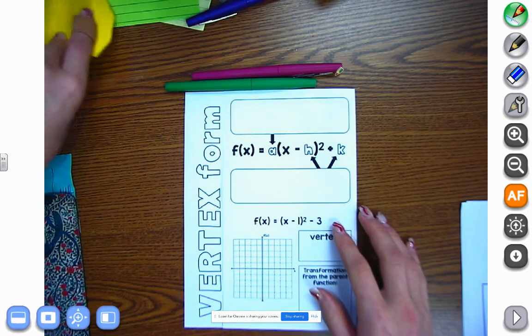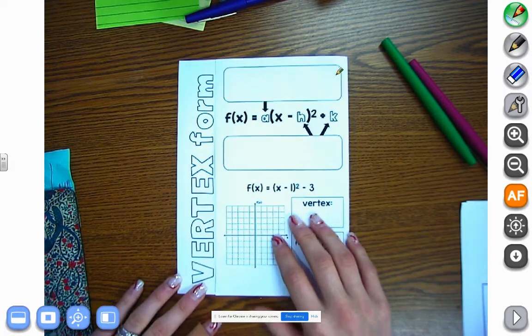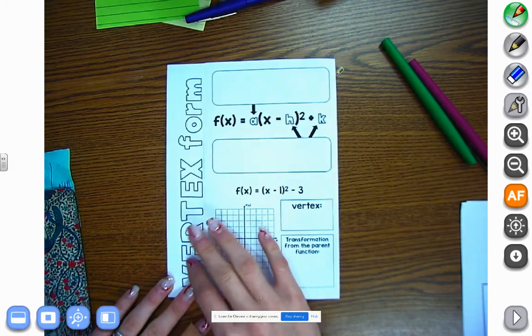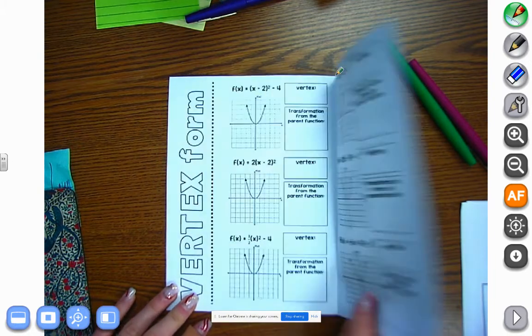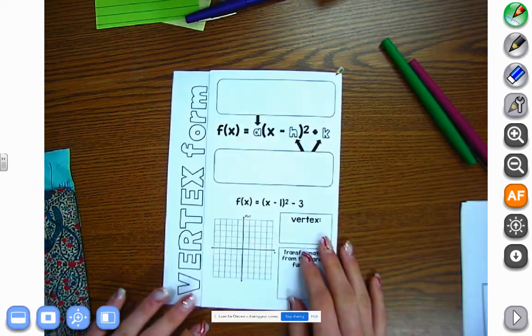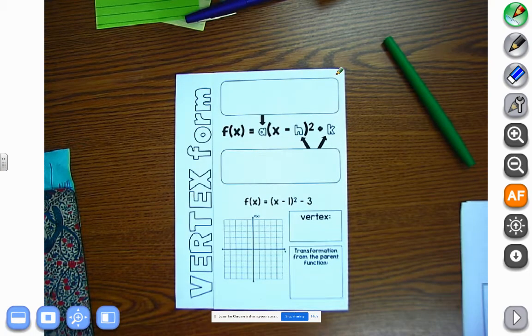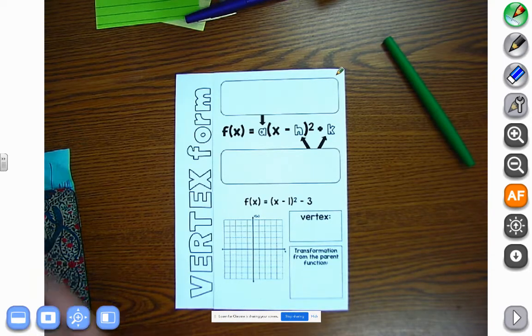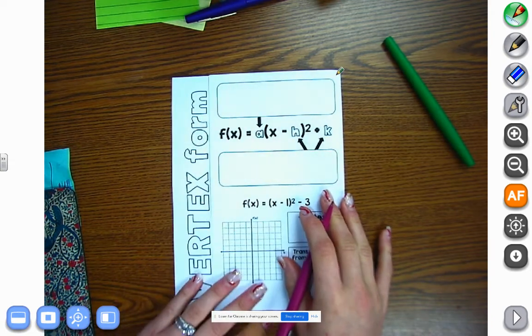We are going to talk about vertex form, and we have this nice foldable here. So if you look, once you get your paper, you're going to fold it so that we can create something that looks like this. So first, let's fill in the first page so that you can use that as a reference. Where we have this arrow that's pointing at the A, we're going to write some information about what that A tells us.